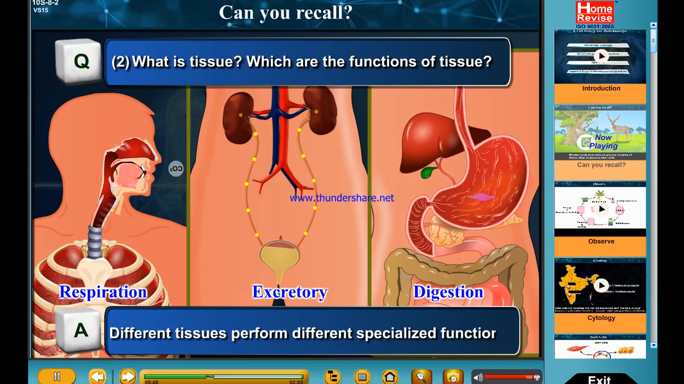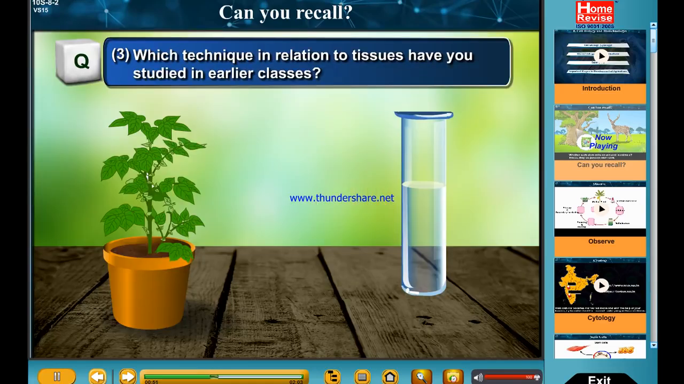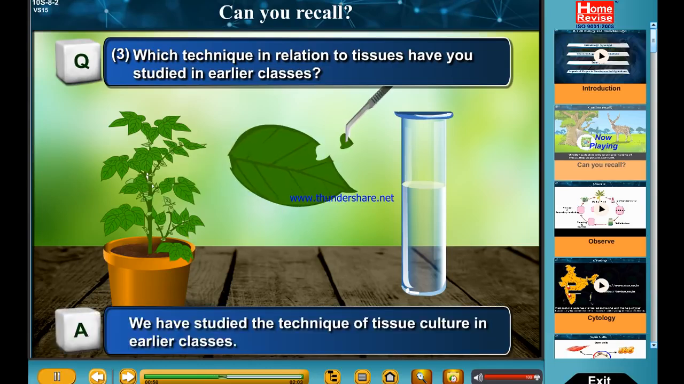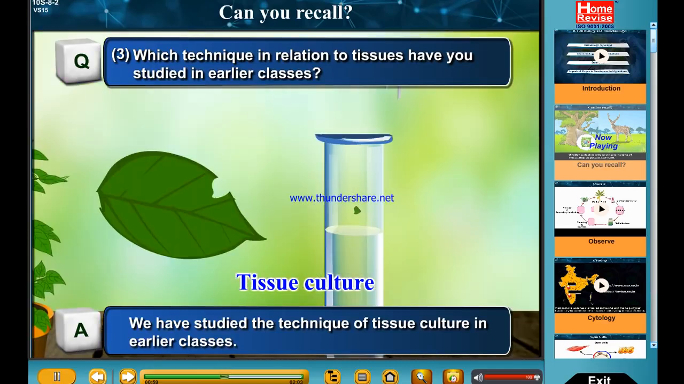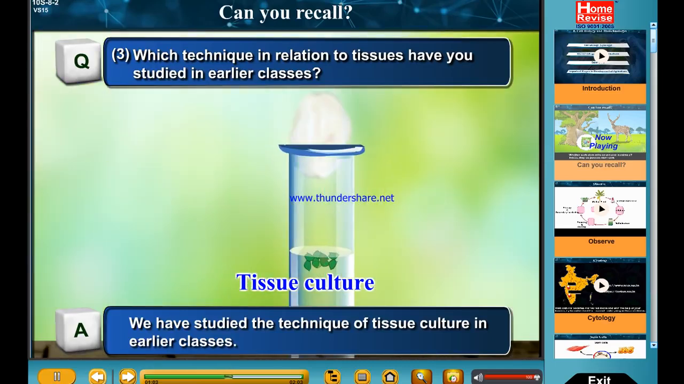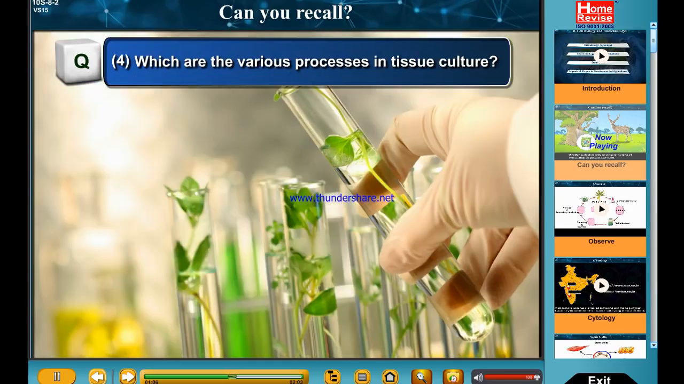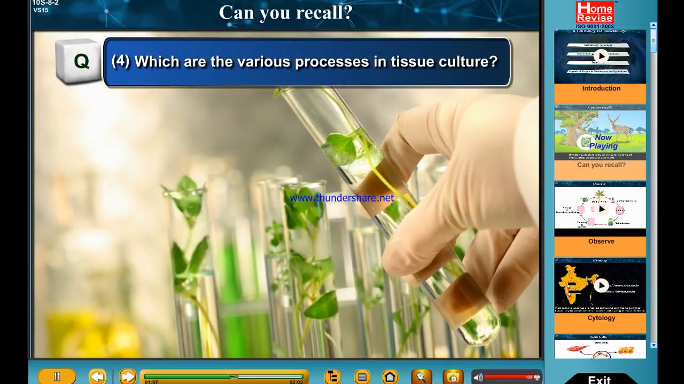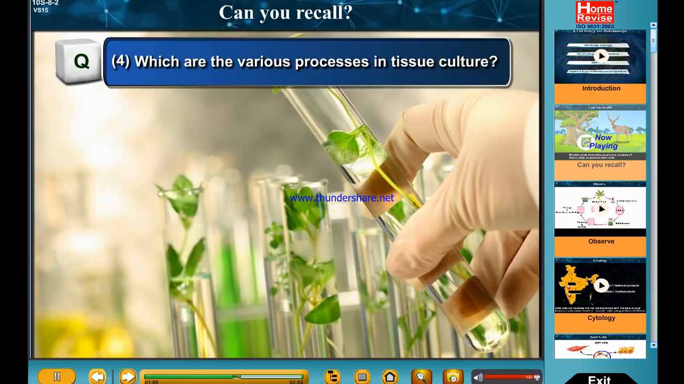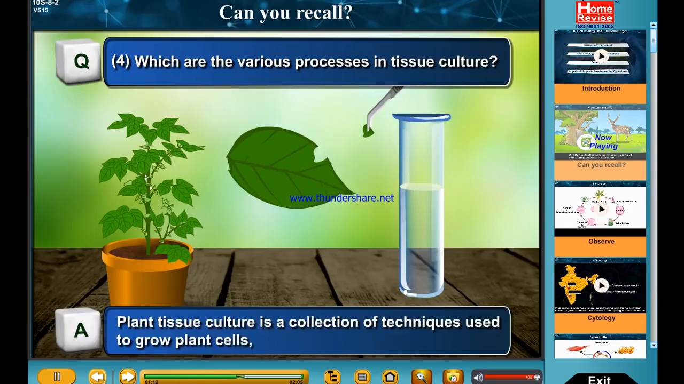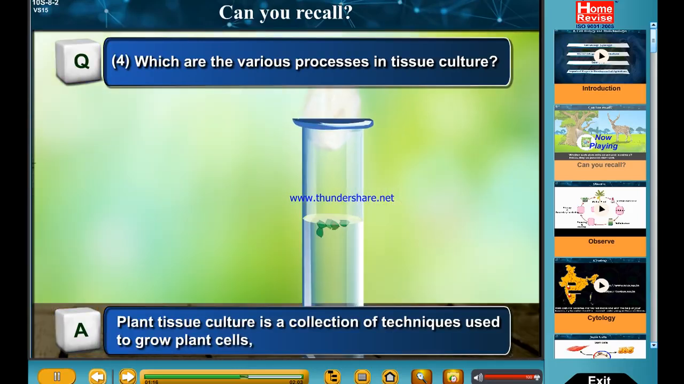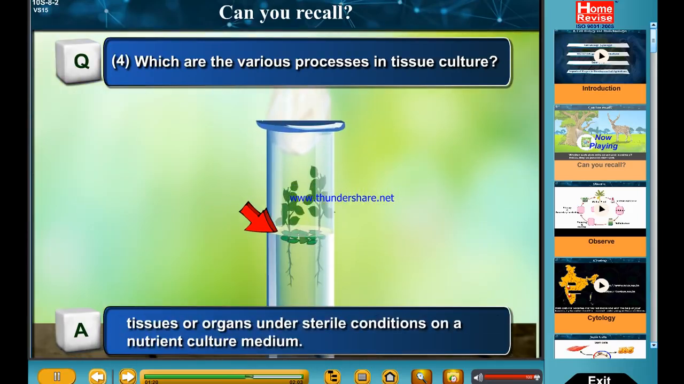3. Which technique in relation to tissues have you studied in earlier classes? Answer. We have studied the technique of tissue culture in earlier classes. 4. Which are the various processes in tissue culture? Answer. Plant tissue culture is a collection of techniques used to grow plant cells, tissues, or organs under sterile conditions on a nutrient culture medium.